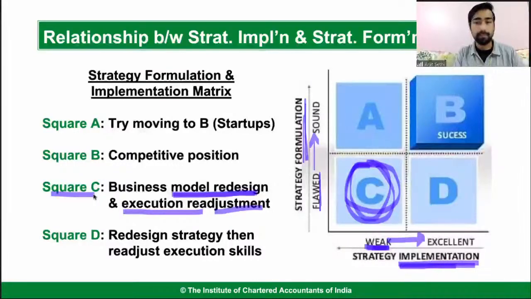What if my implementation is excellent, but my strategy formulation is flawed? That means my formulation is very weak. My formulation is illogical, but my implementation is excellent, right? So what should I do then? If my business formulation, strategy formulation is flawed, but my implementation is excellent, what should I do?